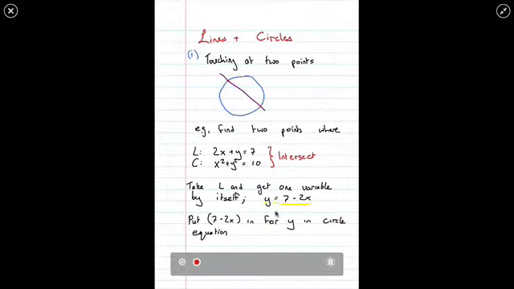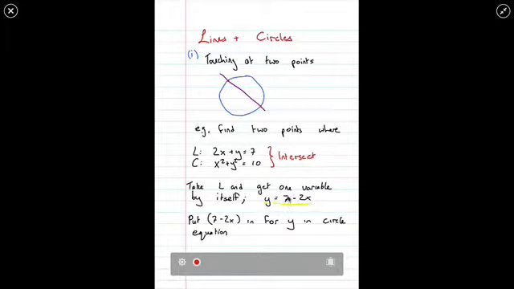What you do is, we take the linear one, and we either get x on its own or y on its own, whichever one is easier. Which one looks easier to get on its own from here? Y, because it's less work. So we write y is equal to 7 minus 2x.